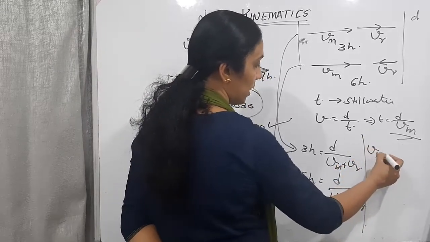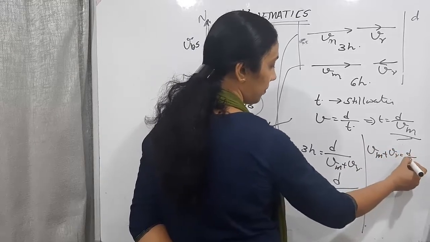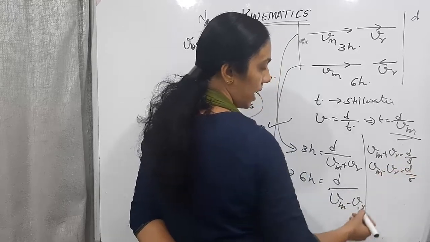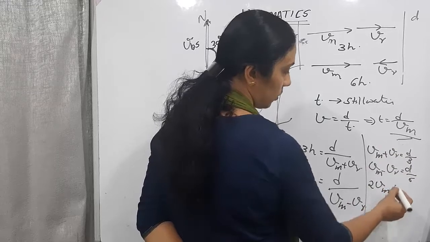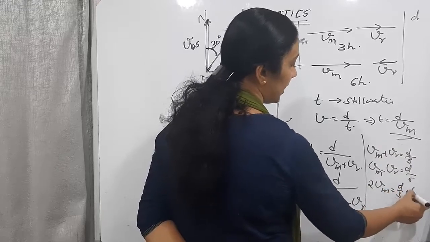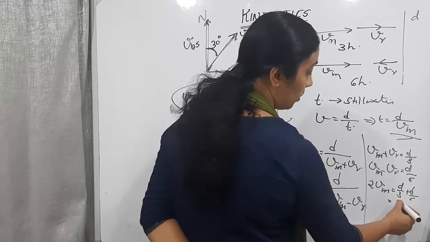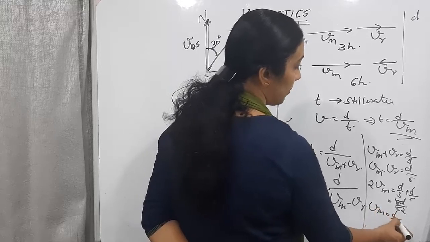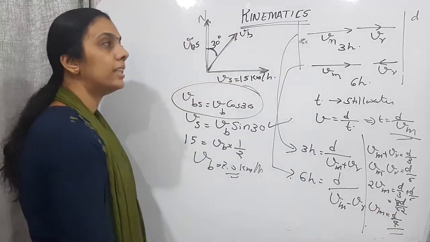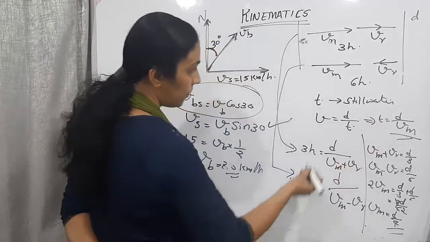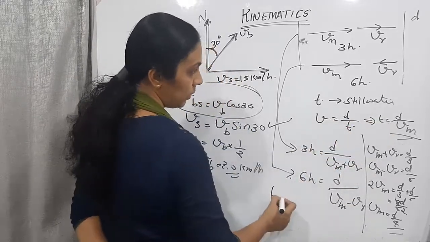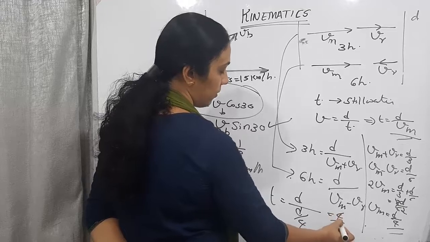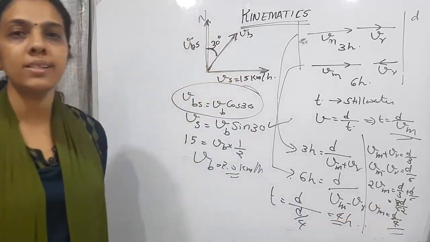See, Vm plus Vr, we can write as d by 3, and Vm minus Vr, we can write as d by 6. So when we add these two, we get 2 Vm equal to d by 3 plus d by 6. Therefore, it will be equal to 3d divided by 6. So here Vm will be equal to d by 4. Now we can substitute that value. T equals d divided by Vm, we already got Vm as d by 4. Therefore, it will be equal to 4 hours. Time required is 4 hours.